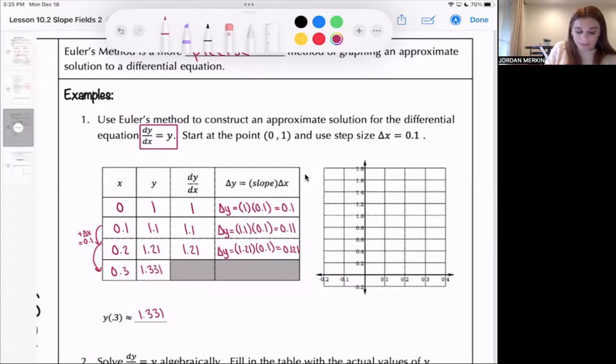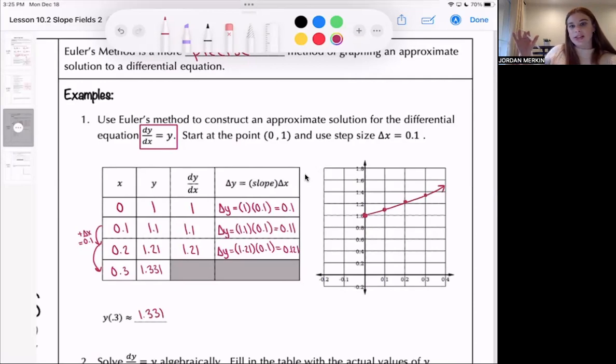So we go to (0, 1) and start there. Then I plot 0.1, and they scaled this very nicely for you, 1.1, which is right here. 0.2 is 1.21, just a little bit above 1.2. And 0.3 is about 1.331, so a little under 1.4. And so your solution curve looks something like this.